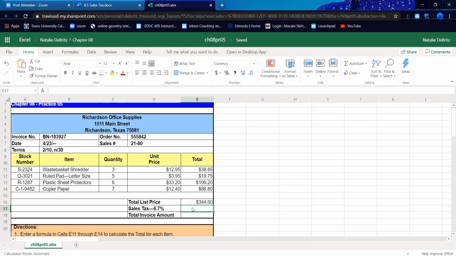So I'm going to add my sales tax. That's going to be the total list price times the sales tax. Well, I can't just click in here because there's letters and numbers, so I have to type in my 6.7%. That gives me my sales tax, and then the total amount of my invoice is the amount of my list price plus the amount of my sales tax. And that is the total, and that is how we calculate this invoice.